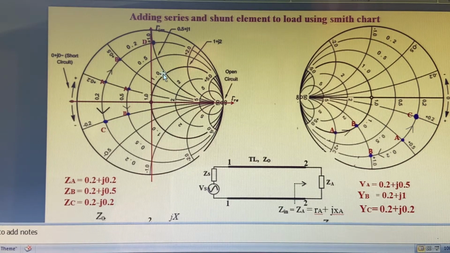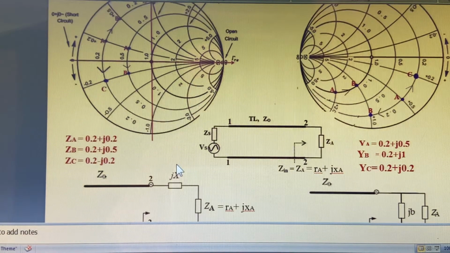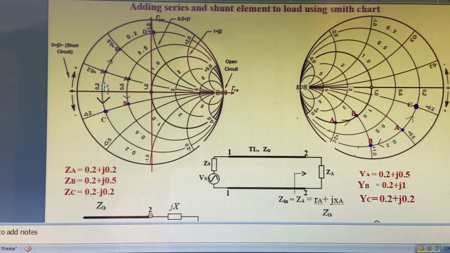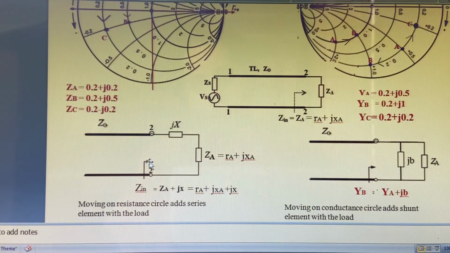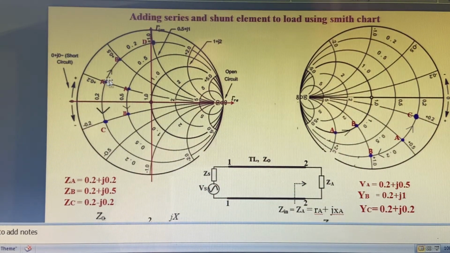the reactance changes to 1. So moving over any resistance circle like this adds a series element. It may be a positive reactance or a negative reactance based on the direction in which we are moving over a resistance circle. If you move in the clockwise direction, that adds an inductor in series. If you move in the anti-clockwise direction, that adds a capacitor, negative reactance, in series with the existing impedance. So the overall impedance looking into the terminal changes. Like that, we can add either a series inductor or capacitor of the required value from the Smith chart.